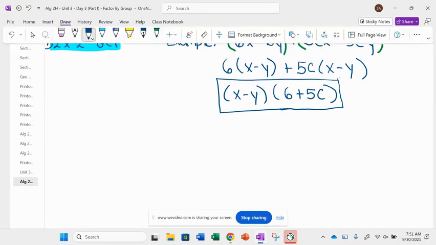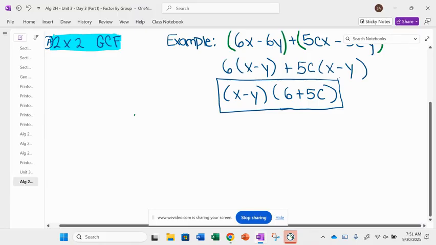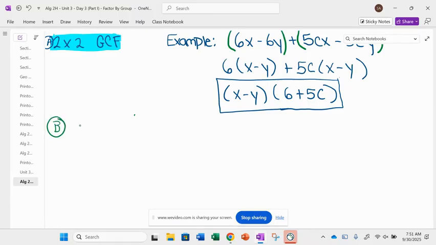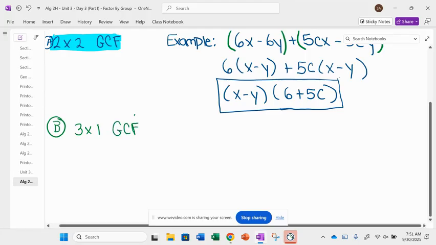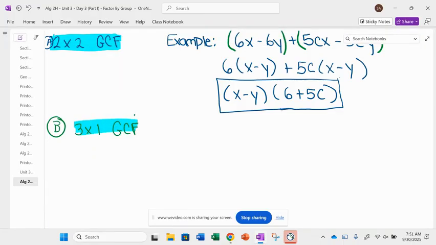Our next option will be a 3 by 1 GCF. So if a 2 by 2 GCF means I grouped 2 terms together and then I grouped a different 2 terms together, what do you think a 3 by 1 GCF is going to mean? Violet? You got it. Group 3 terms together and leave 1 out. Let me give you an example here.